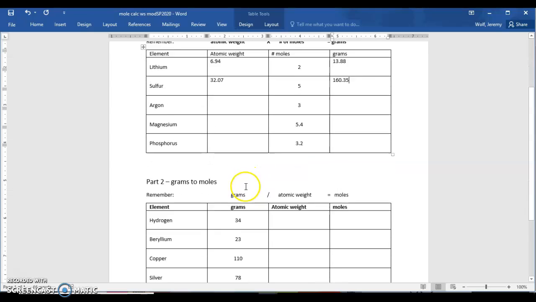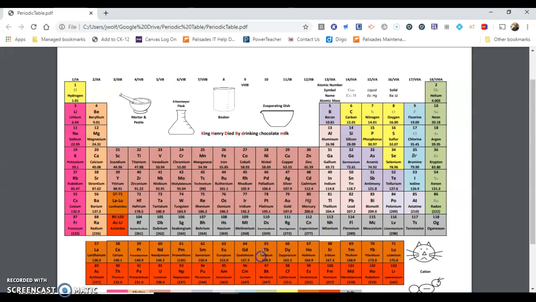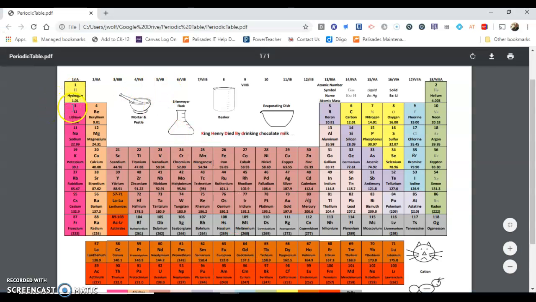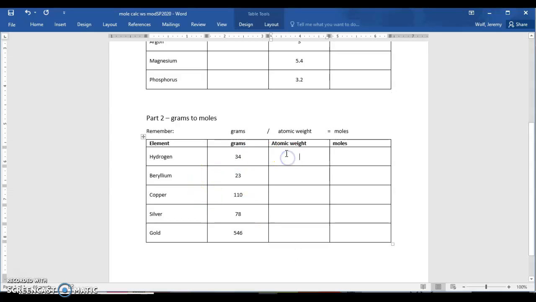Now the bottom part, we're going from grams to moles. So you're going to take the grams divided by your atomic weight, and that's going to equal your moles. So for hydrogen, we're going to go back to our periodic table. Hydrogen's over here, 1.01. So I'm going to write that down on my worksheet, 1.01 for hydrogen.